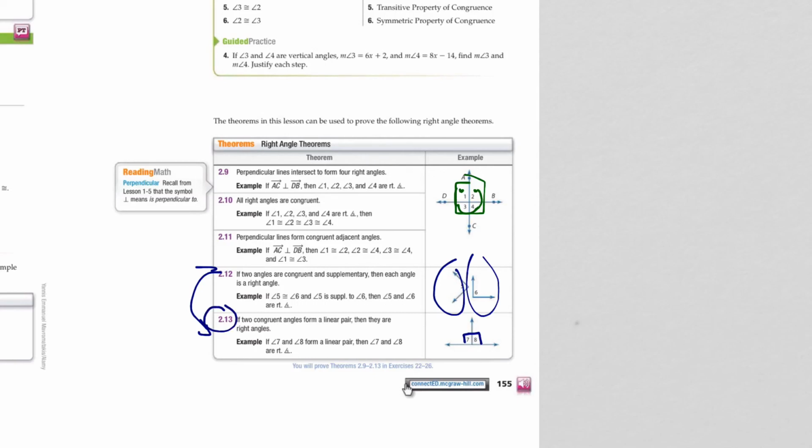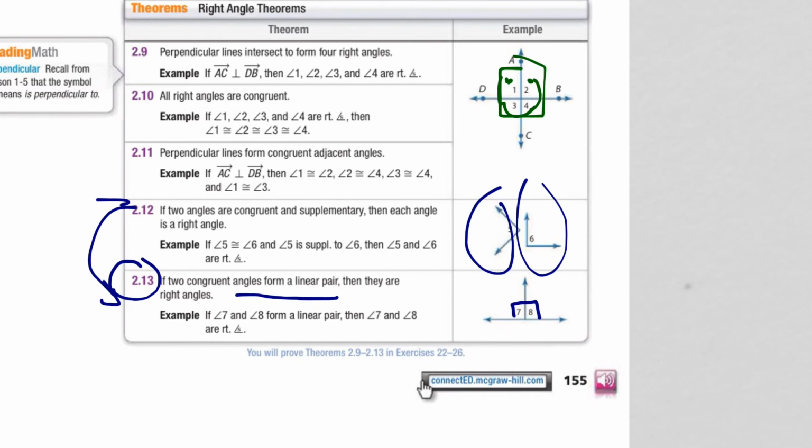2.12 and 2.13 kind of are the same thing. They're saying, well, if two congruent angles form a linear pair, which is what? Linear pair is 180 degrees, which is what? Supplementary, right? So if two congruent angles form a linear pair, then those two angles have to be also right angles. These all kind of go hand in hand, but I would copy these just to be safe.